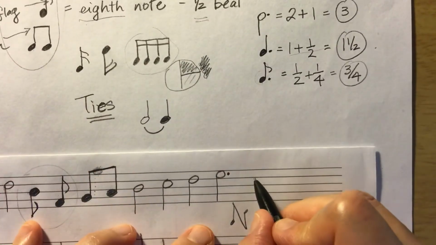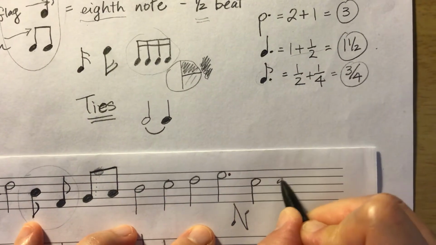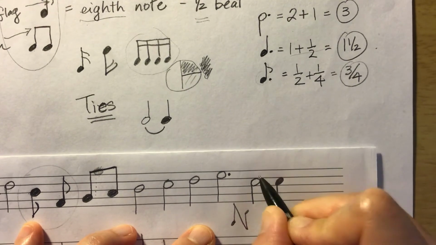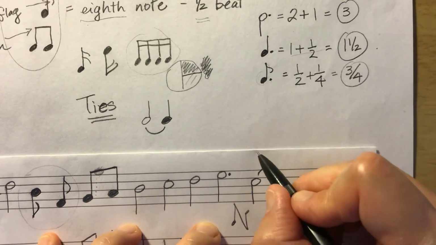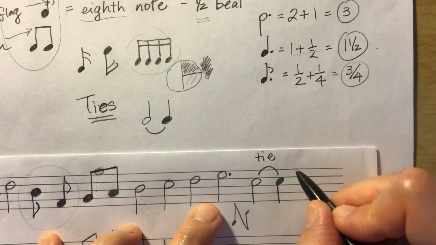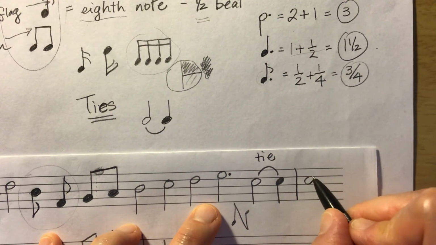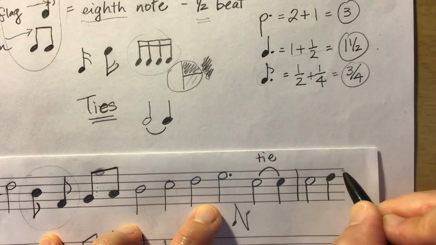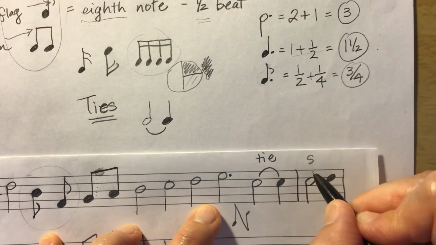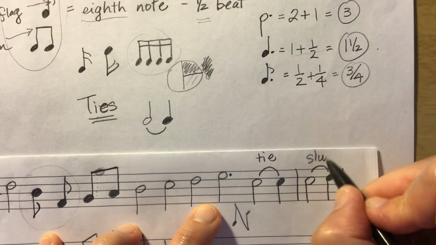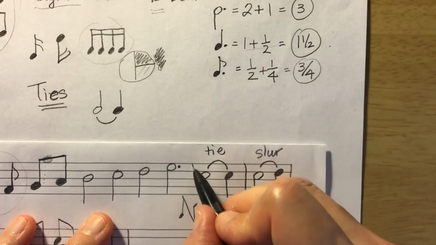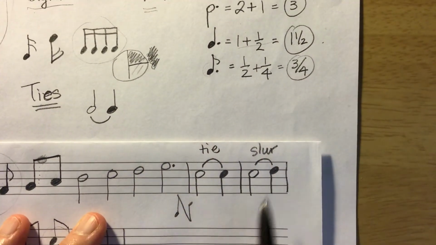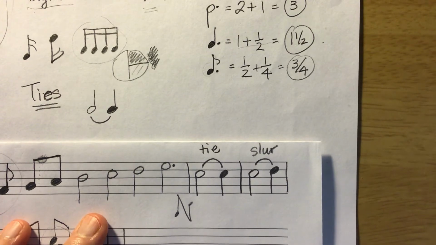If I have this, I'll do it here. That is a tie. However, in music, there's another one that looks the same. It's a curved line. That is called a slur. So what's the difference between a tie and a slur? Because they look the same.